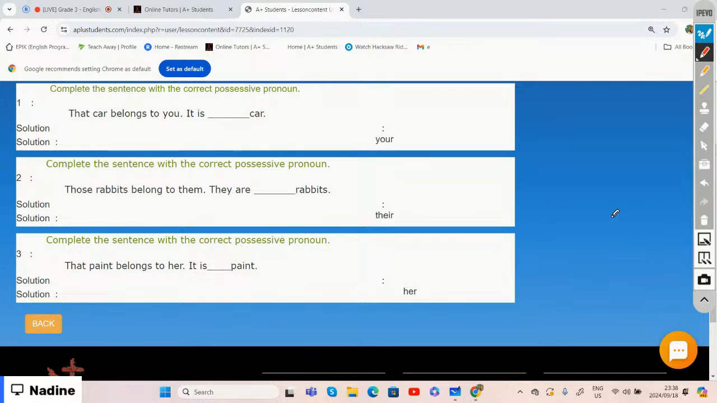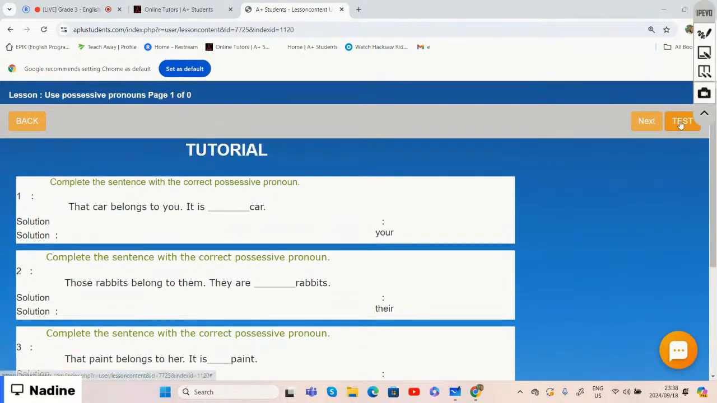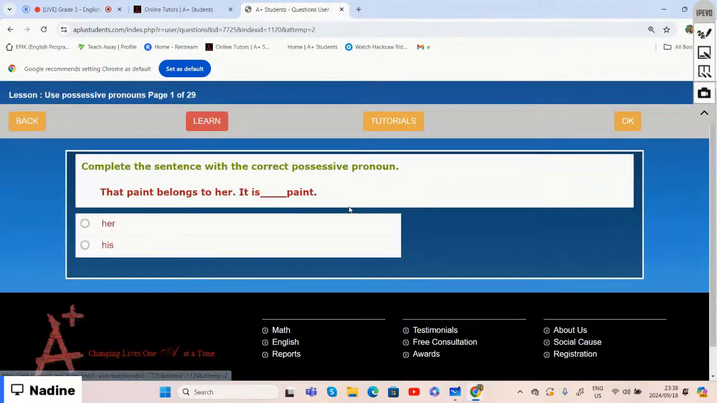All right, so now we're going to our test, right? And here we are now going to use possessive pronouns. Can you hear me now? All right, now it says that paint belongs to her. If that paint belongs to her, then we say it is her paint or it is his paint. Option one for her paint or option two for his paint. Which one is correct?